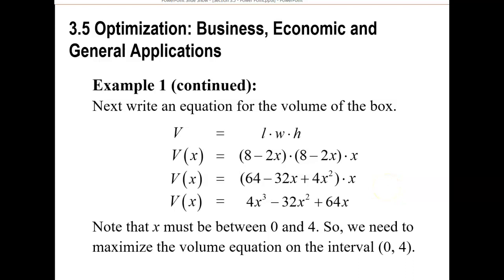So x must be between 0 and 4, because if our original piece of cardboard only had a width of 8 and I'm coming in x on each side, I can't come more than 4 inches, right? Because then they'd be right at the middle where you won't have any more space. And you have to take off some part of the edge so you can't have a negative value. So the interval that we're going to consider is x values that are positive but up to the value 4.